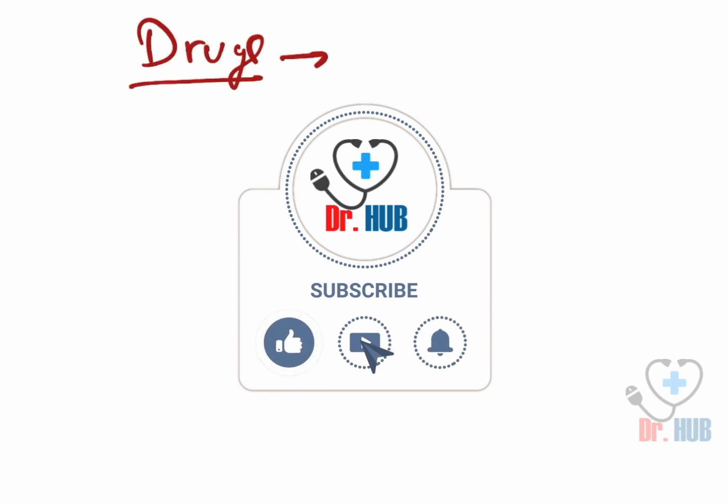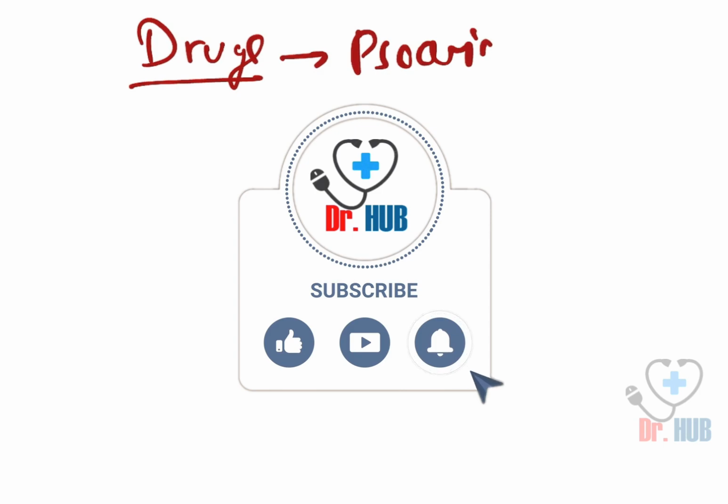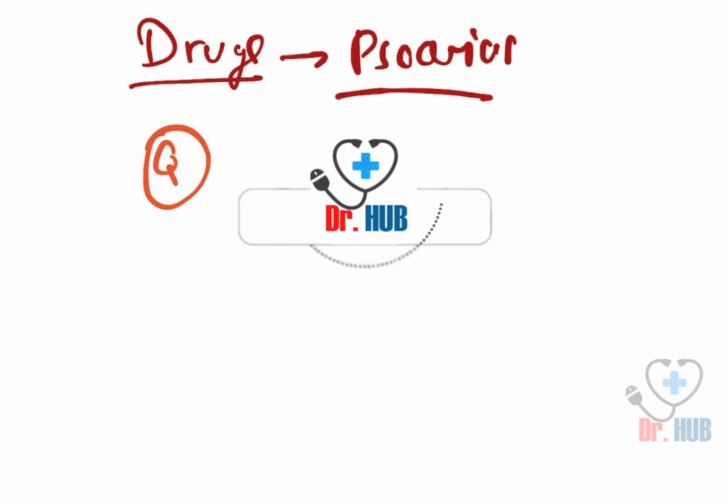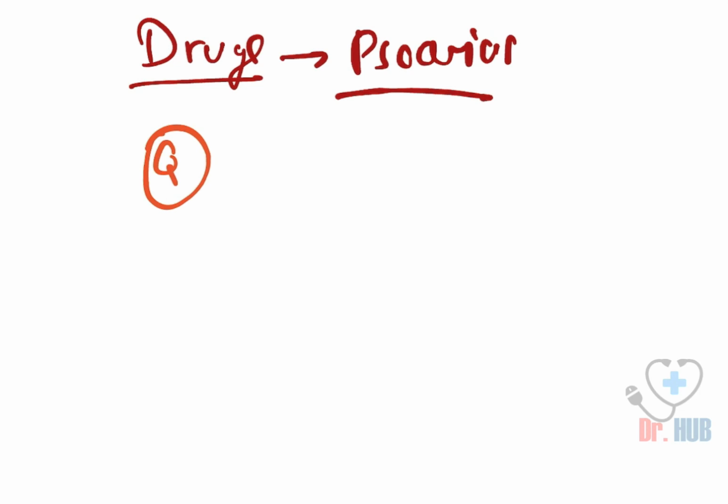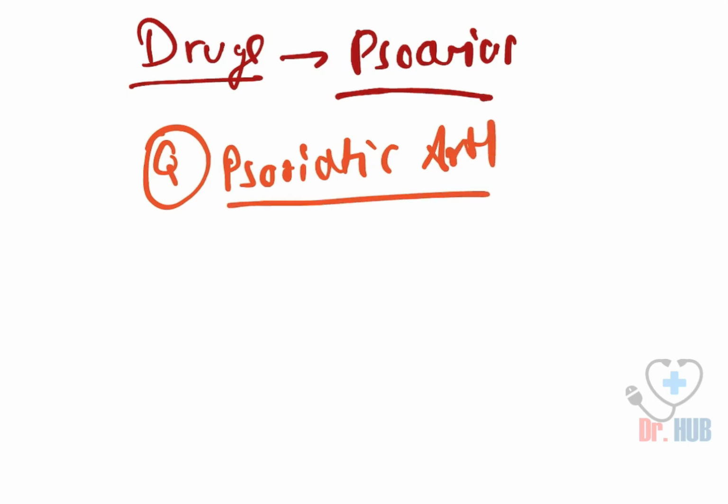Drugs which are given in cases of psoriasis. So we are going to focus on different types of psoriasis and the drugs which are given specifically to them. To start off with questions, the first question is, in cases of psoriatic arthritis, what is the DOC? That is nothing but the drug of choice.